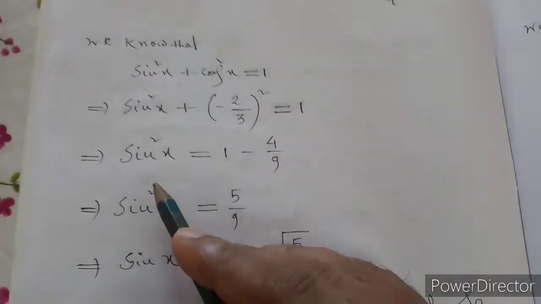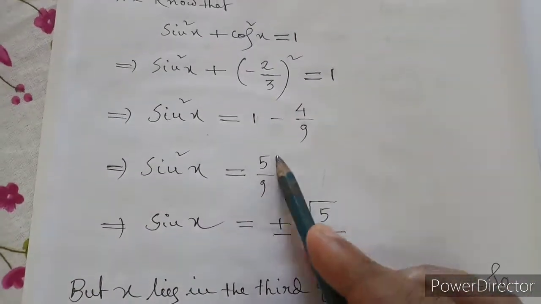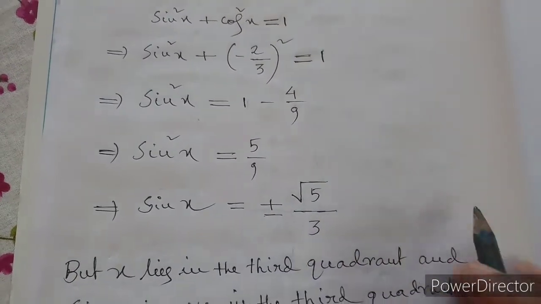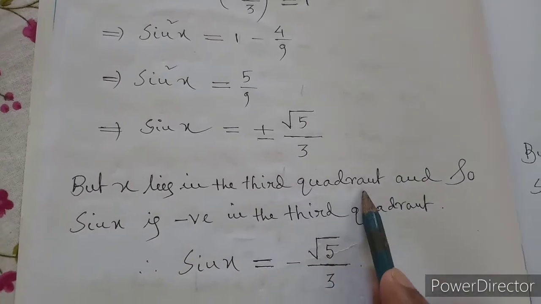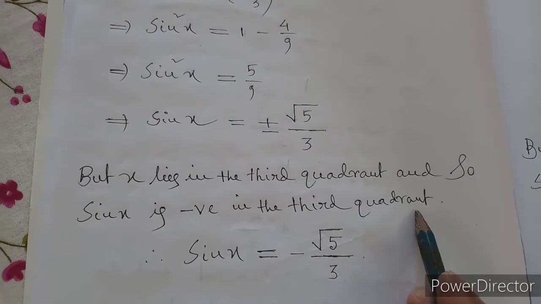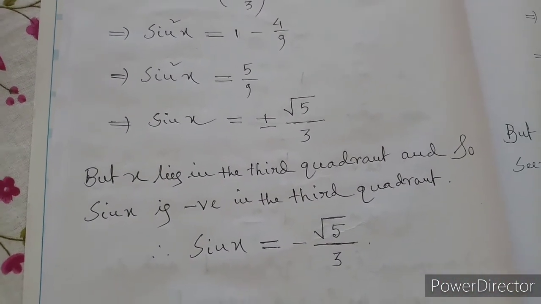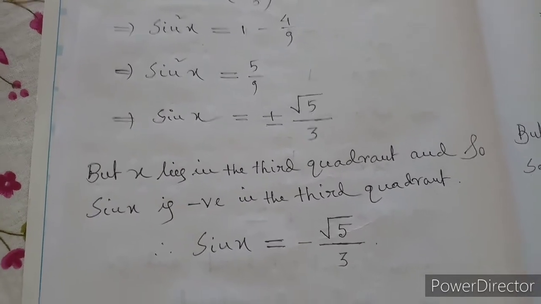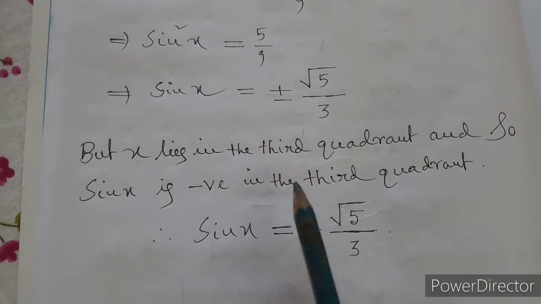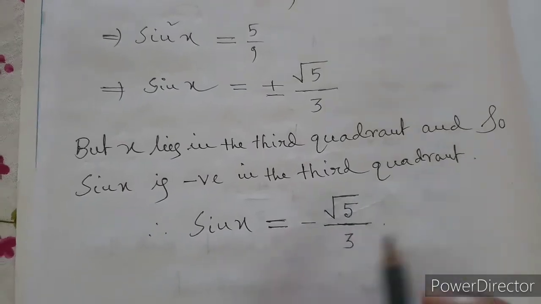So sin square x equal to 1 minus 4 by 9. That means 5 by 9. So sin x should be equal to plus minus root 5 by 3. But x lies in the third quadrant and so sin is negative in the third quadrant. Got it? So according to the all sine tan cos formula, in the third quadrant only tan is positive and other trigonometric functions are negative. So sin is negative in the third quadrant. So sin x should be equal to minus root 5 by 3.